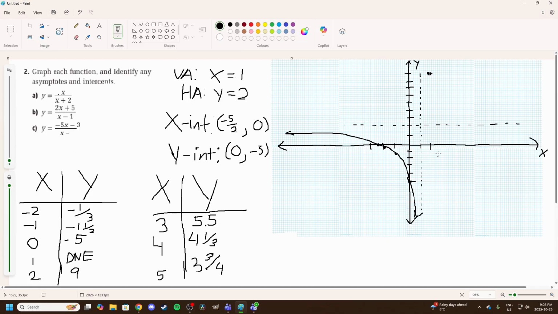Okay, so when we have 3, y becomes 5.5. So let's see, 1, 2, 3, 4, 5, and a little bit above that, okay? So right around there. And now we have 4. So 1, 2, 3, 4, and a little bit above that. And lastly, we have 5 here, right? So 5 is 3.75. So 1, 2, 3, and right there. Okay. Cool. So now we can see what the graph of this looks like.